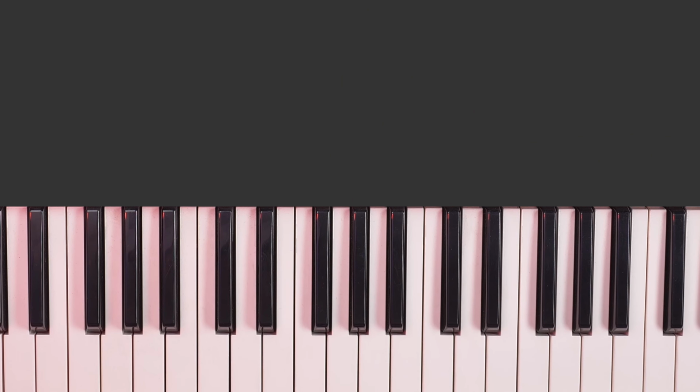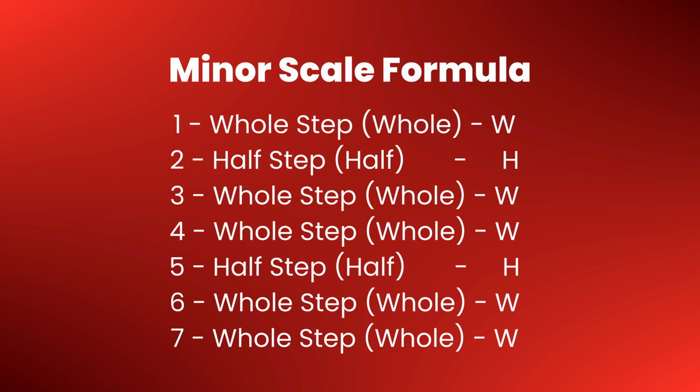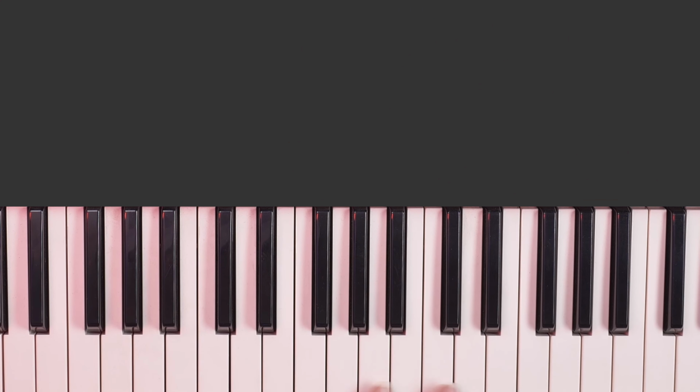So let's get on to a minor scale. The formula for a minor scale is whole, half, whole, whole, half, whole, whole. Whole step, half step, whole step, whole step, half step, whole step, whole step. Let's play this scale from A, because A minor is also the easiest scale to play. It also has all the white keys. So let's start with A minor.